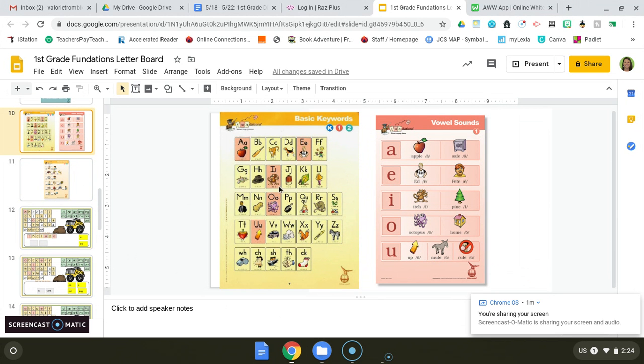Real quick, before we keep going, I'm going to look just on this right side at our vowel sounds. A, apple. A, safe, A. E, ed. E, Pete, E. I, itch. I, pine, I.